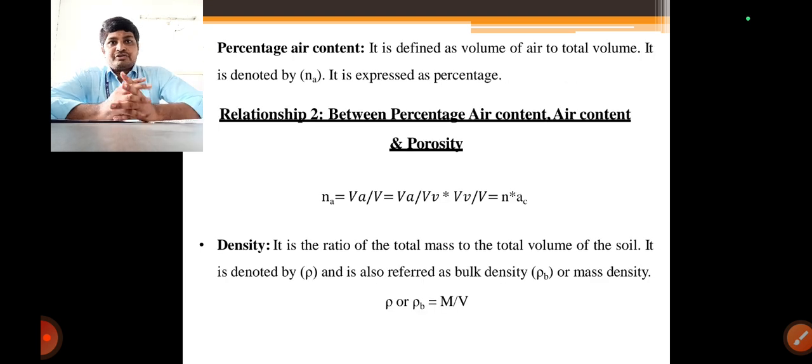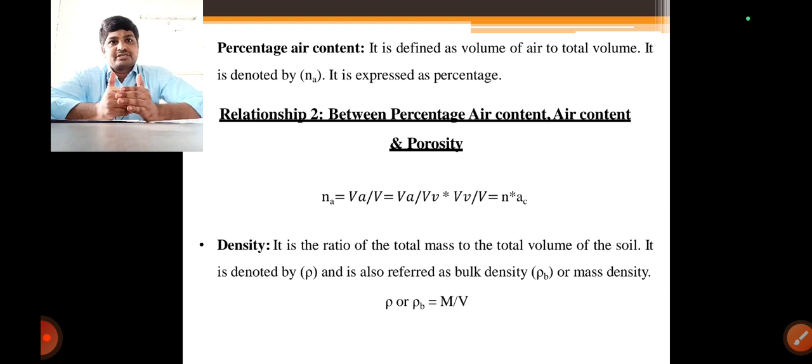And one more definition, that is percentage air content. What does percentage air content mean? It is defined as the volume of air to the total volume of soil. That is the difference between air content and percentage air content.